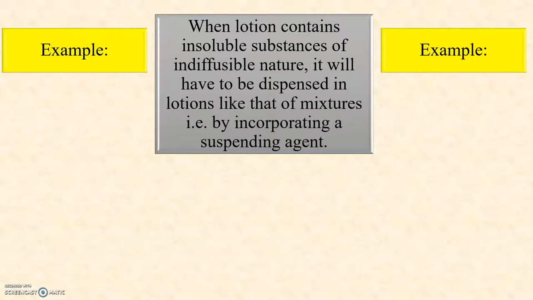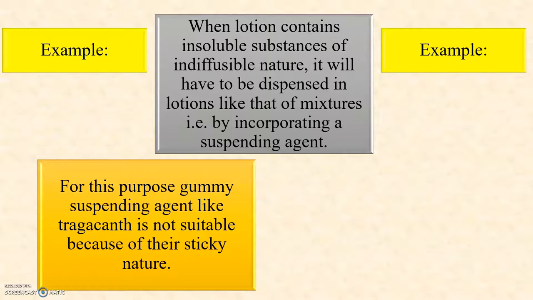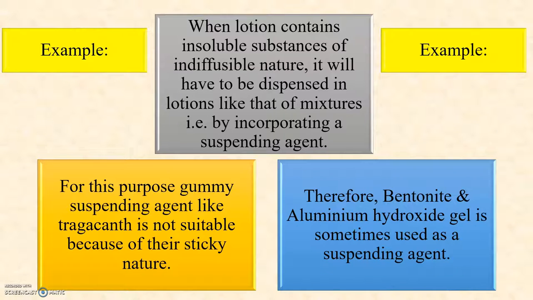When lotion contains insoluble substances of indiffusible nature, it will have to be dispensed in lotions like that of mixtures, that is, by incorporating a suspending agent. For this purpose, gummy suspending agent like tragacanth is not suitable because of their sticky nature. Therefore, bentonite and aluminium hydroxide gel is sometimes used as a suspending agent.